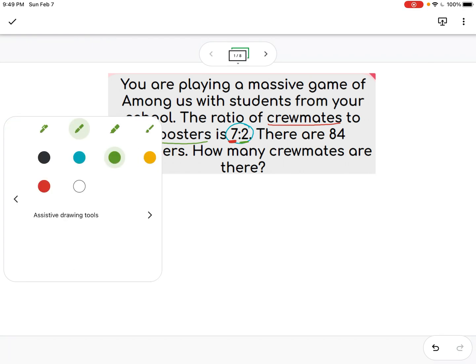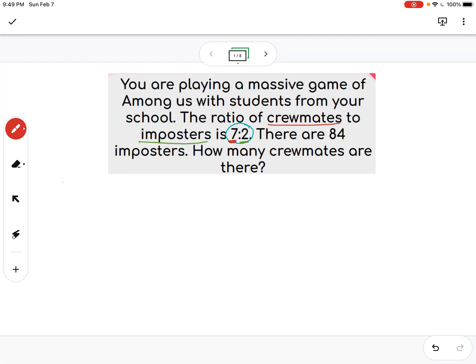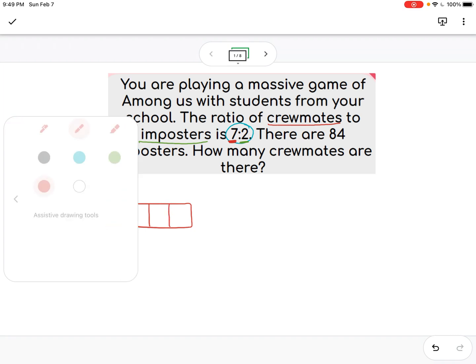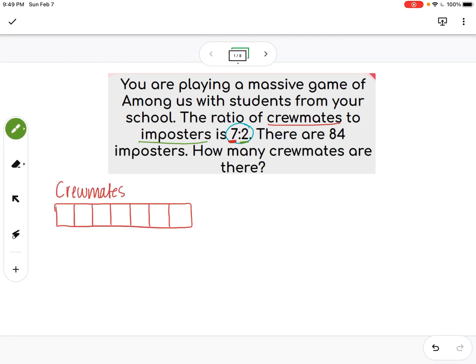And I want to go ahead and move forth and create ratio tables for these because it'll help us better understand the information and give us a visual. So I'm going to make a tape diagram. 1, 2, 3, 4, 5, 6, 7 for crewmates. And now I also want to make one for imposters. And that one will have 2 since that's the ratio to represent imposters.